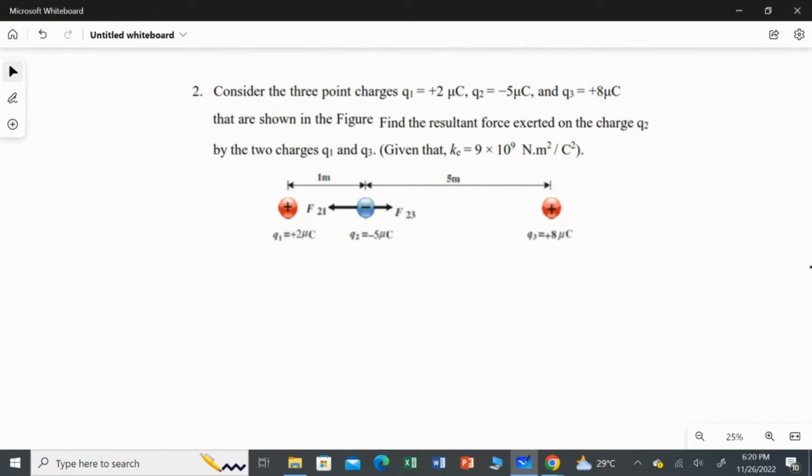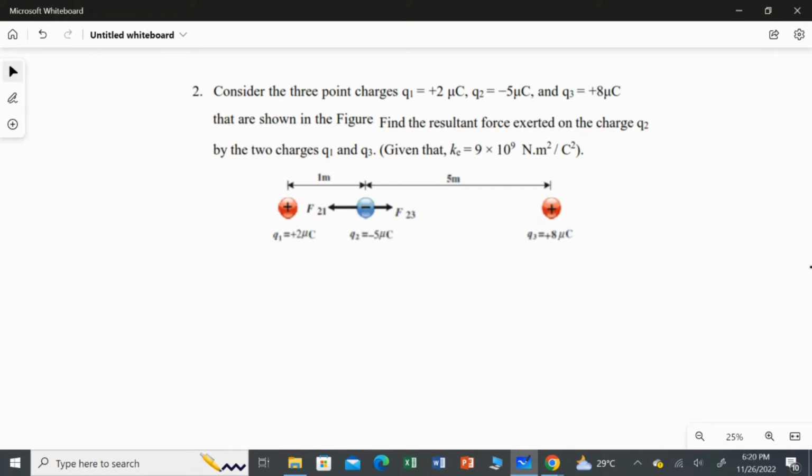What is the resultant force exerted on charge 2 by the 2 charges Q1 and Q3? So you have to see the figure. On the left hand side and right hand side, we have charges 1 and 3, both positive, and the middle charge, the charge between the two positive charges, is a negative charge. You have to identify the distance between the charges.